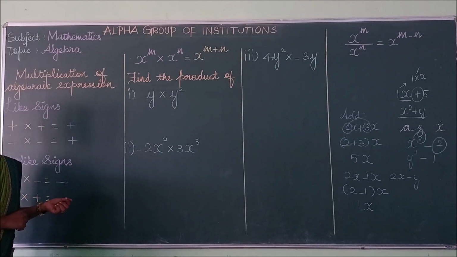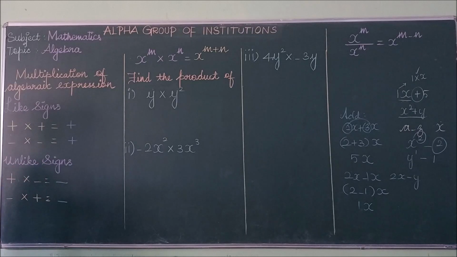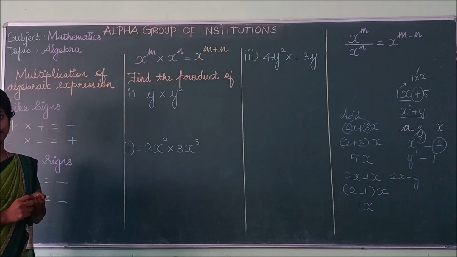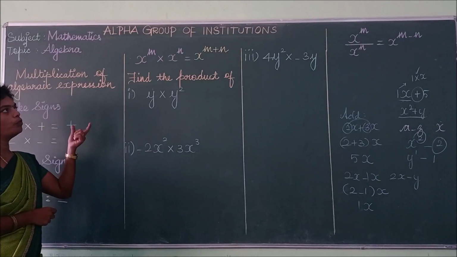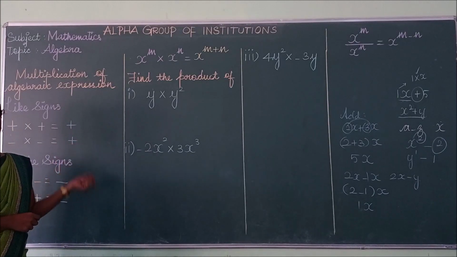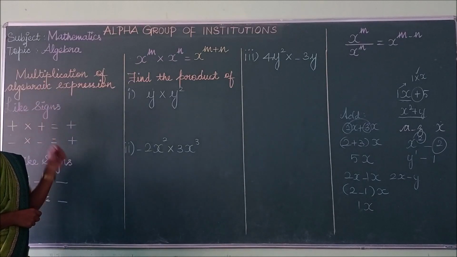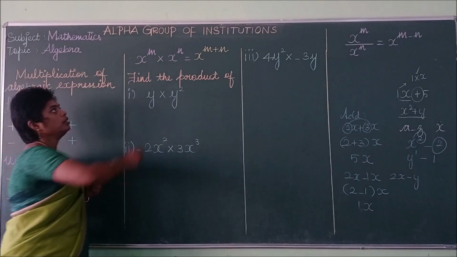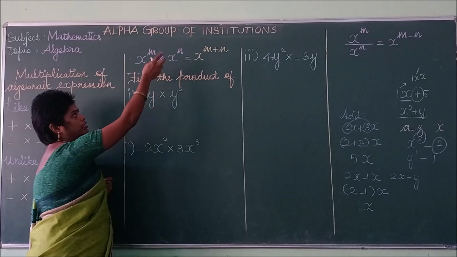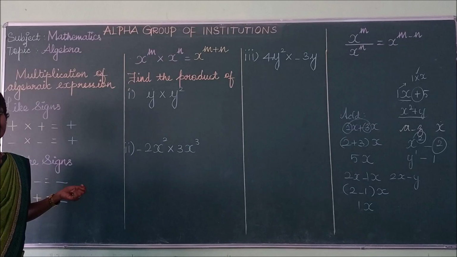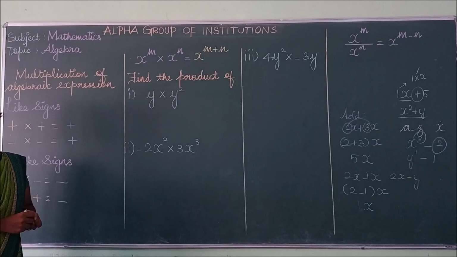So what is that formula? x power m into x power n. Listen to that base. Both bases are same, both the variables contain the x term. So both are same means you can add the power. For multiplication, you can add the powers. So listen here, x power m into x power n is equal to x power m plus n. That means you have to add the powers, is the rule.